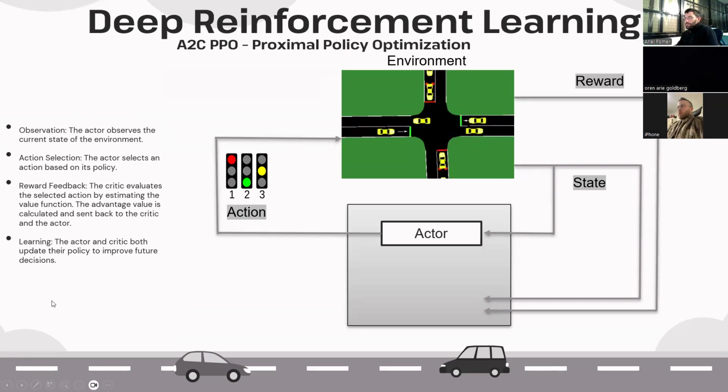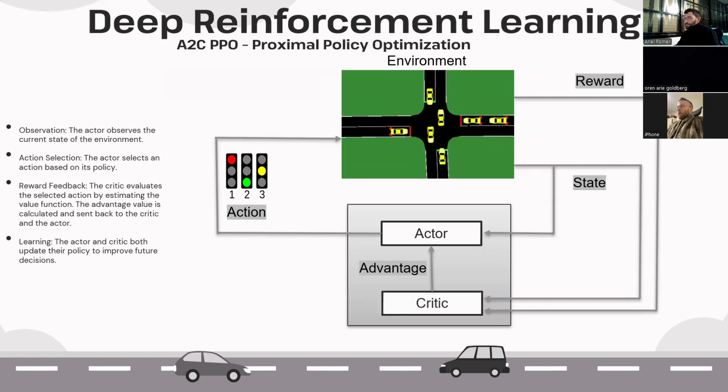After the action is performed in the environment, we calculate our reward, which is how good was the action. The reward is sent to the next model, the critic. The critic takes both the state and the reward and calculates the advantage, which is a value that represents how good the action was relative to the average action. The advantage is used to train both the actor and the critic models, and the cycle then continues.